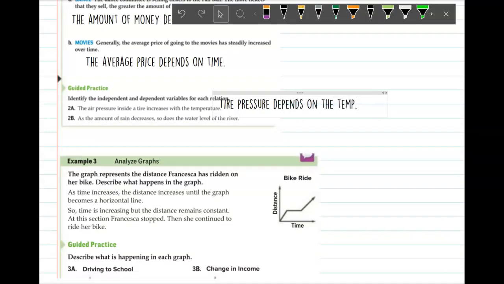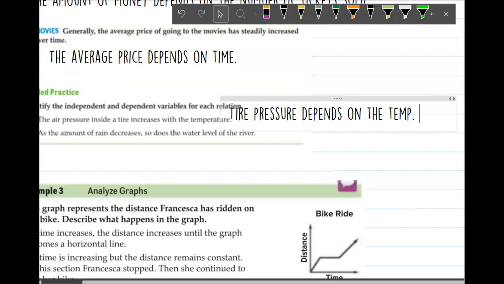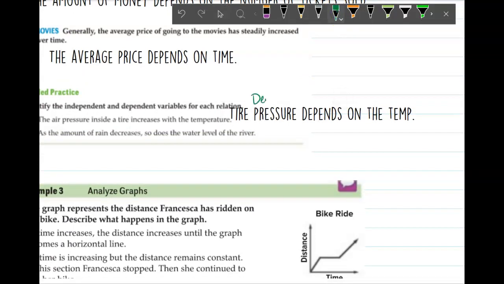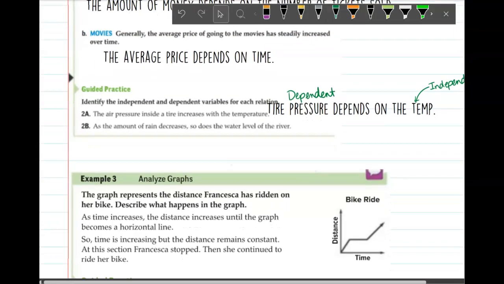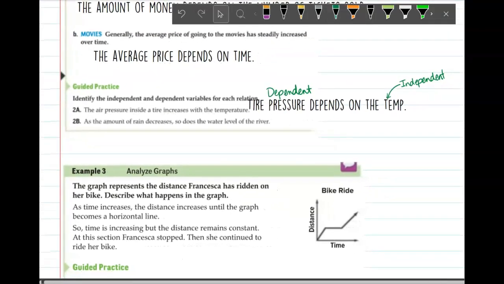So we would say that the tire pressure is the dependent variable, and the temperature is the independent. It's the one you can't control. Think about if someone has a very independent child. They're very difficult to control because they just know what they want and they just go for it. All right. As the amount of rain decreases, so does the water level of the river.